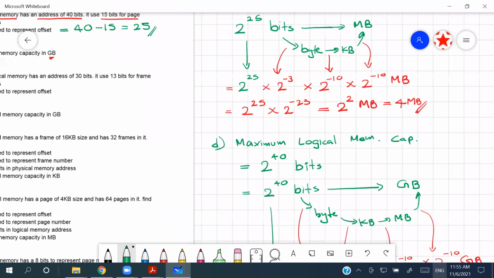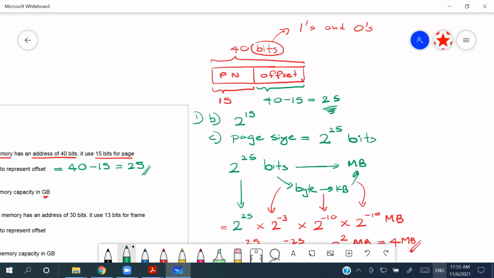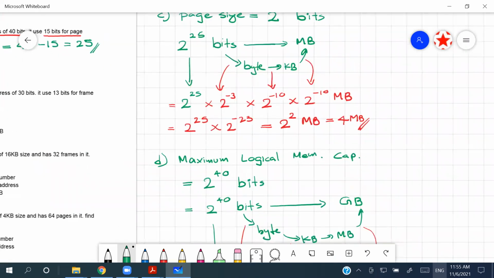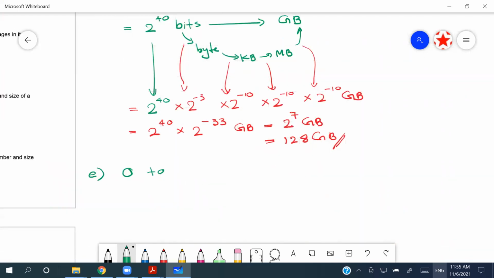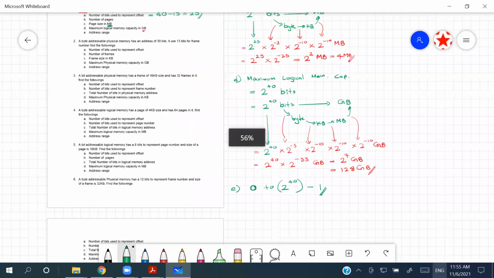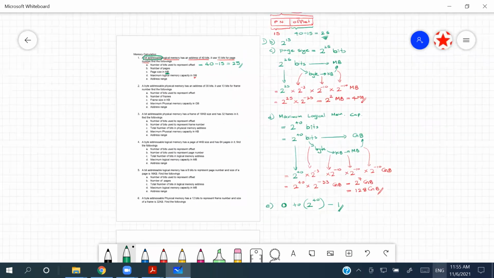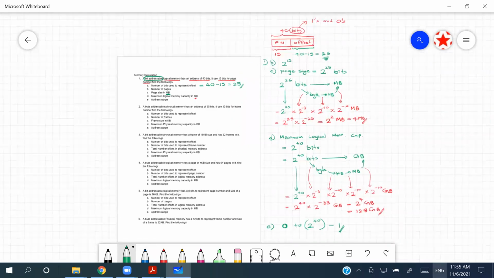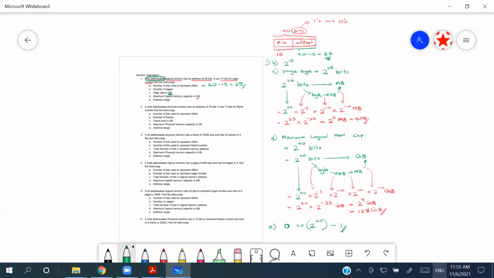here the address contains 40 bits totally. So the last address, this is the first address 0. Last address is going to be 2 to the power 40 minus 1. This is going to be the very last address. Okay, so people, here's the calculation for the very first question.